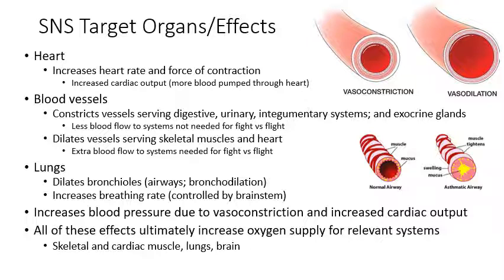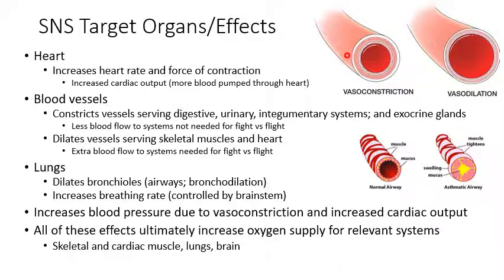You also have effects of the sympathetic nervous system on the blood vessels. It causes vasoconstriction in some blood vessels, and it causes vasodilation in other blood vessels. Vasoconstriction is where you have smooth muscle in the walls of the blood vessels contracting, and that means that the vessel itself is going to shrink and get smaller. Vasodilation is where the smooth muscle in the walls of the blood vessel is relaxing so that the vessel will get bigger.